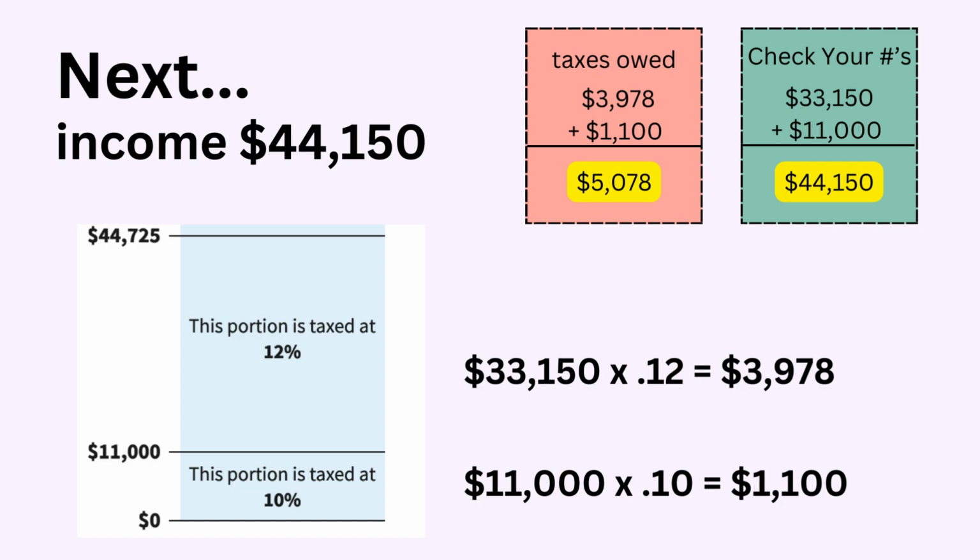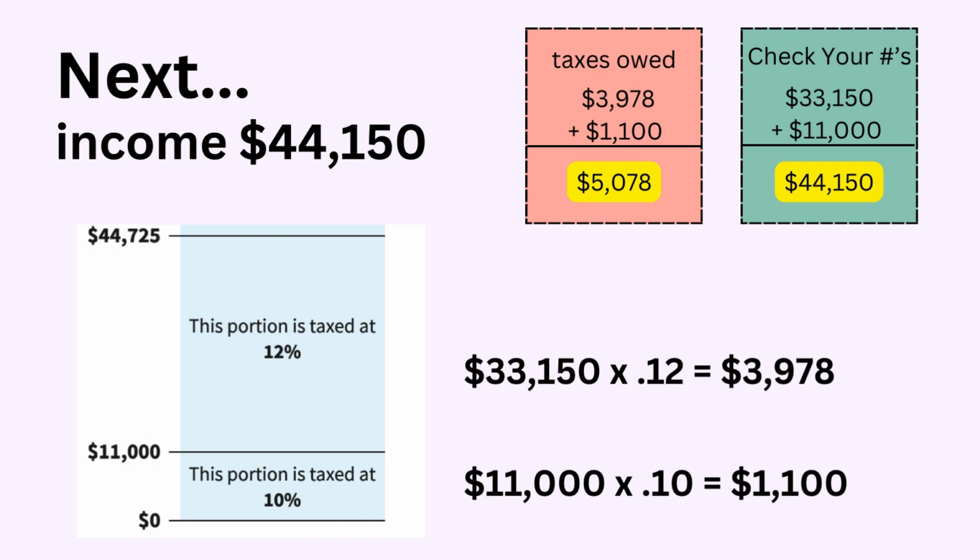All right, now we get into the good stuff. How are you going to do the calculations for the new income of $44,150? For some people, this is where they get mixed up. So listen up. Right here with the blue rectangle, we have from $0 to $11,000. This is that 10% portion. So, $11,000 times 0.10, you want to make it into a decimal, equals $1,100.